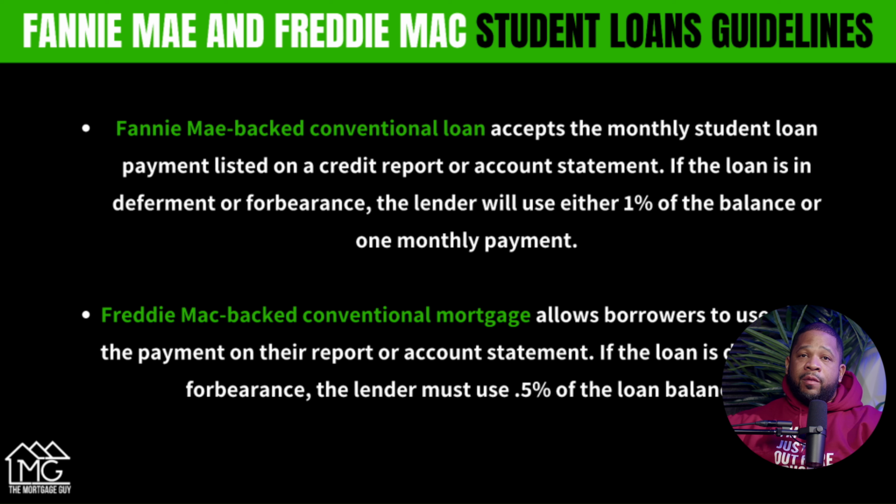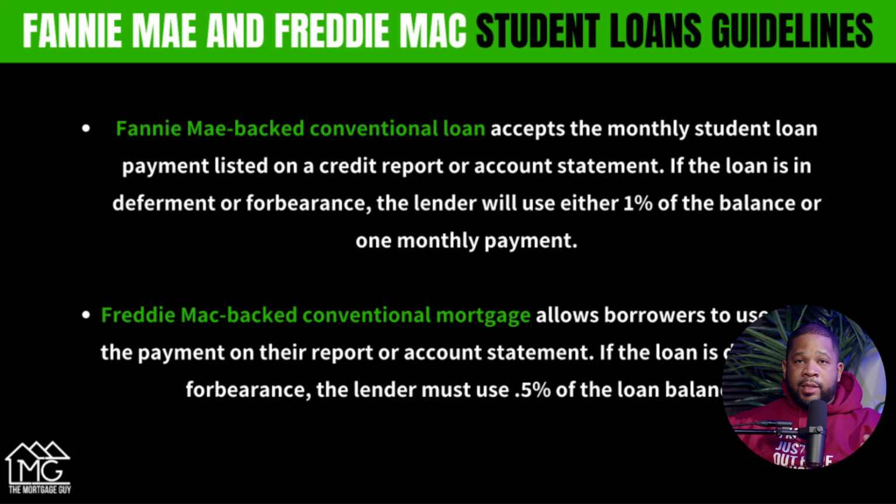Fannie Mae backed conventional loans accept the monthly student loan payment listed on a credit report or account statement. If the loan is in deferment or forbearance, the lender will use either 1% of the balance or the monthly payment. Freddie Mac backed mortgages allow the borrower to use either the payment on their credit report or the student loan statement. If the loan is deferred or in forbearance, the lender must use half a point of the loan balance to calculate your debt to income ratio.